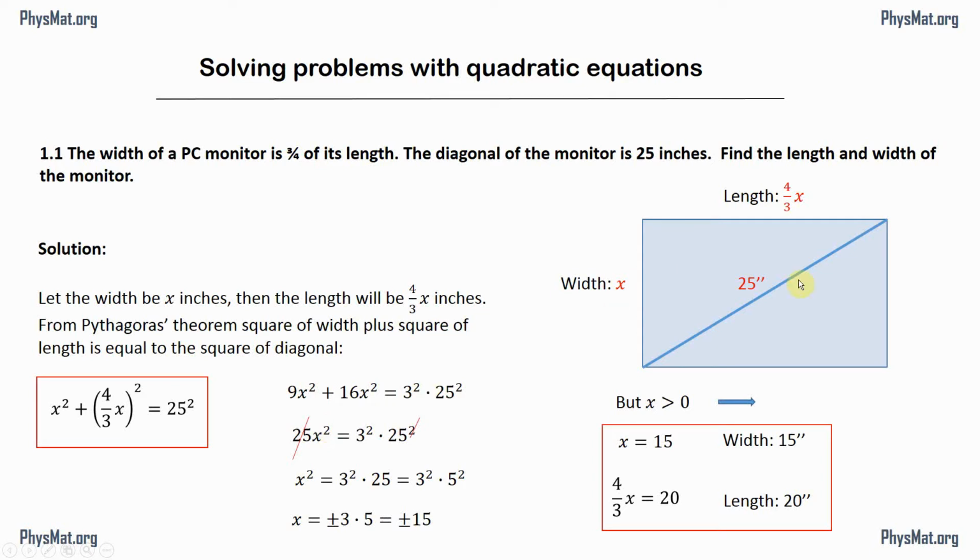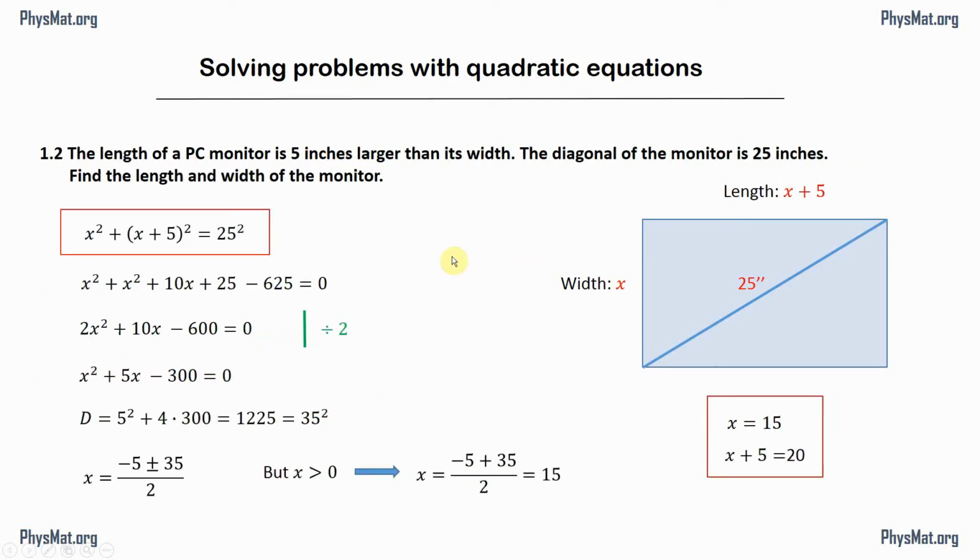But actually we can solve basically the same problem if we formulate it in a different way, and then we will get a proper quadratic equation to solve. So if we say that the length of the monitor is 5 inches larger than its width, and the diagonal of the monitor is 25 inches, it will mean that if our width is x, then our length is x plus 5, and therefore from Pythagoras, x squared plus (x plus 5) squared is equal to 25 squared.